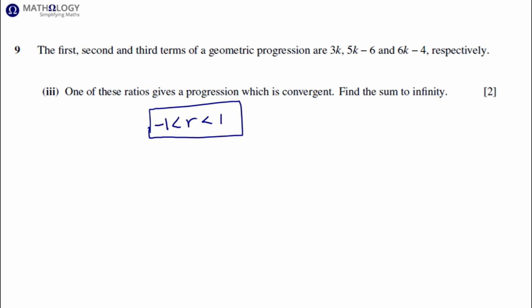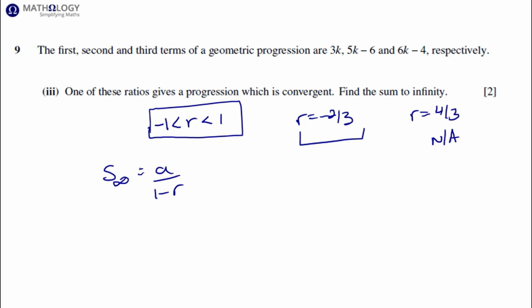Now, the ratios we just established were -2/3 and 4/3. -2/3 is greater than -1 and less than 1, and 4/3 is greater than 1. So clearly r equals 4/3 is not applicable. Therefore, we can determine the sum to infinity, which is a over 1 minus r when r equals -2/3.